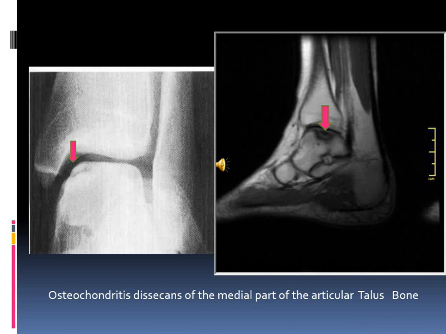Lastly, the same process but in the ankle. You can see that the arrow is marking on the MRI and on the X-ray a special part of the talus, which is the articular superior surface of the talus. There is a bone defect just slightly separated from the original bone, and this represents another type of osteochondritis dissecans, just like we described in the knee, for example. Here is the same process but in the superior surface of the talus.